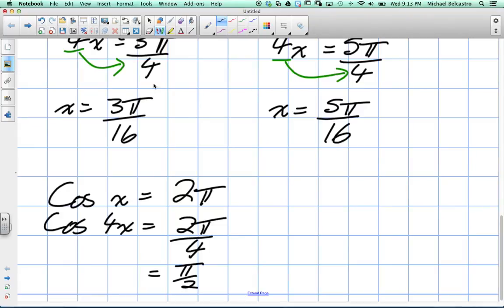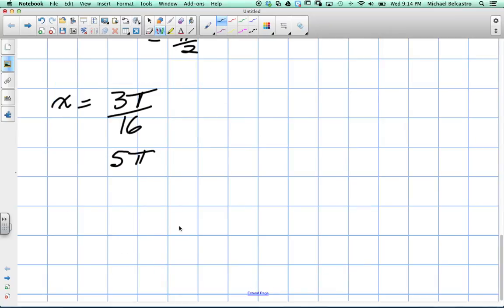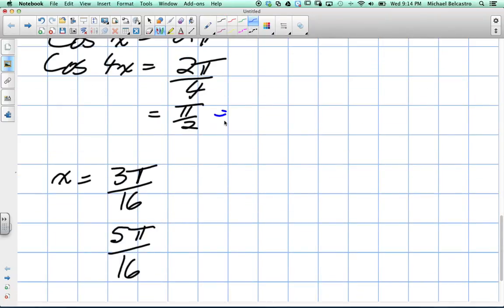So what we do is we take these values, and we add our period, because we know we're sinusoidal, to both of these. So we're going to make two lists. List 1 for x is our 3 pi over 16, and list 2 will be 5 pi over 16. And then we take our period. Now, because our period is pi over 2, we got to make it into a denominator of 16. So that's the idea of 8 pi over 16. So we continuously add 8 pi over 16 to both of these.